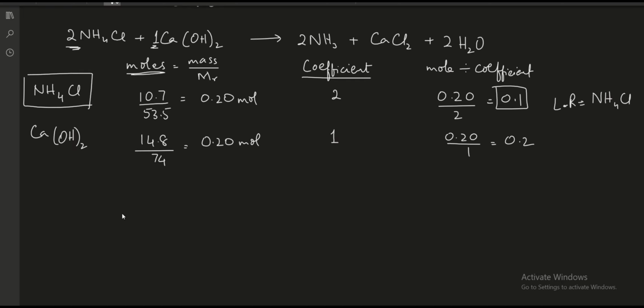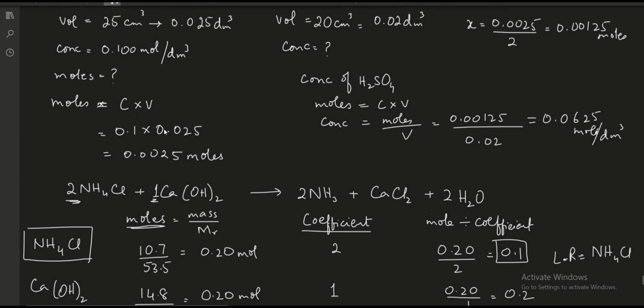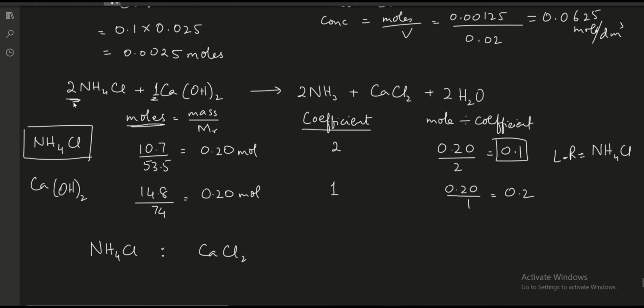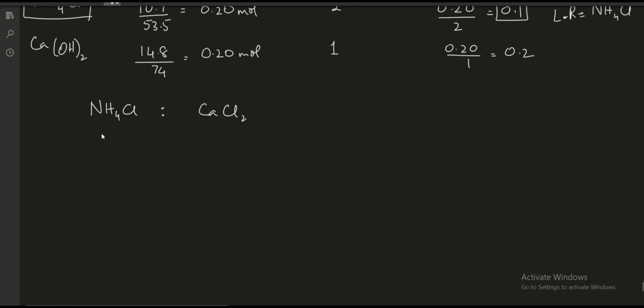Alright, then next we have to find out how much calcium chloride ammonium chloride will give us. So the ratio of ammonium chloride to calcium chloride is, from the equation, again we have 2 moles of ammonium chloride giving us 1 mole of calcium chloride. So that means 2 moles of this will give us 1 mole of the product calcium chloride.